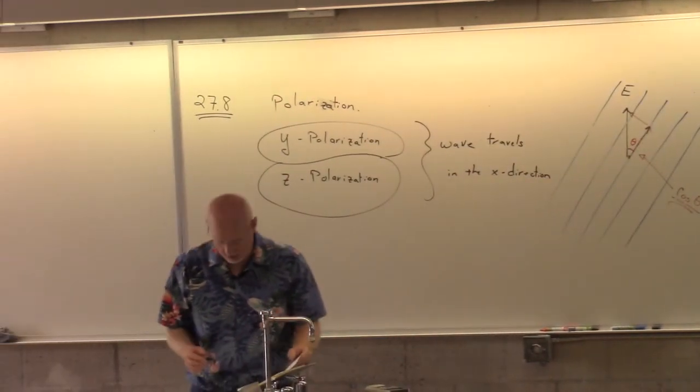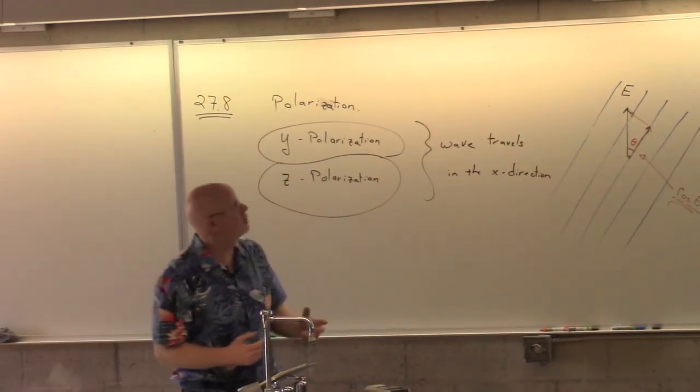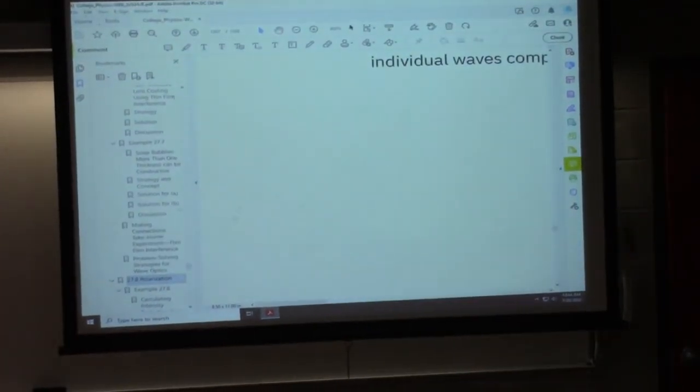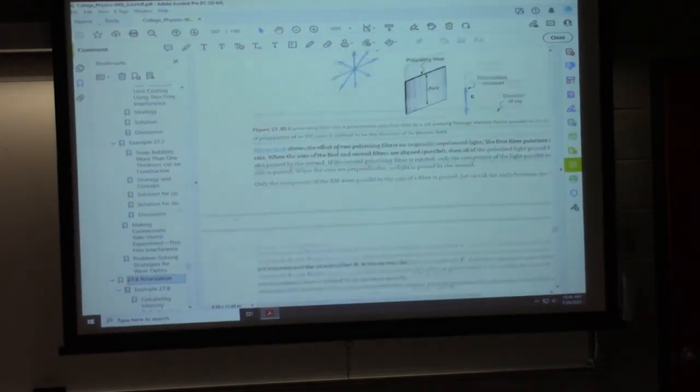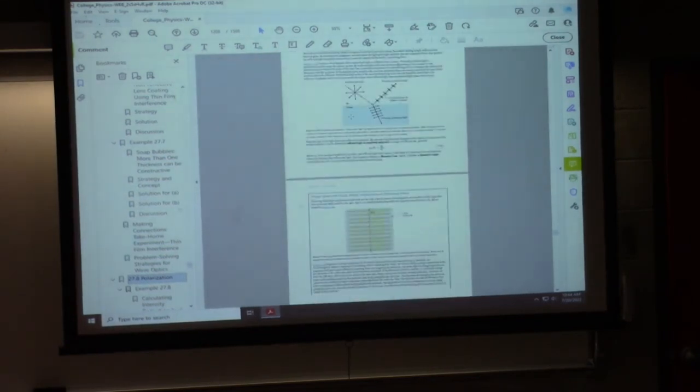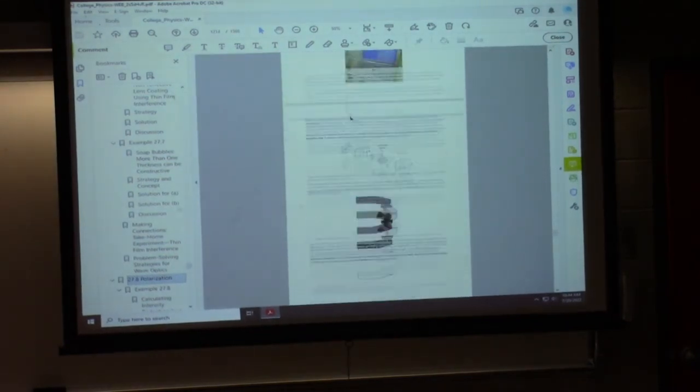So I wrote down an example, actually two. Let me try 48 and 47 if we have time to do both of those. And I'll come back here and maybe I'll make it a little smaller so we can kind of get to the problems real quick.